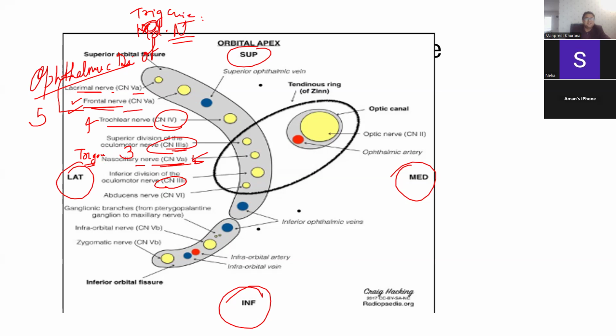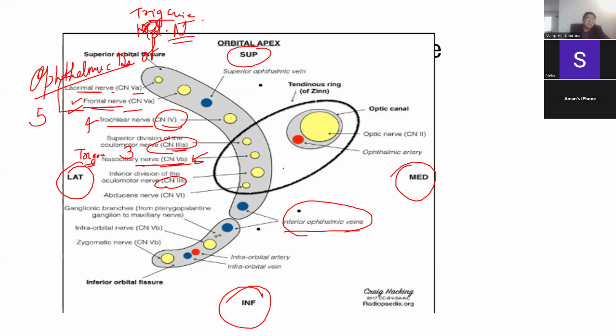Ophthalmic division of the trigeminal nerve. Yeah, I'm sorry, my bad. Okay, so this is the nasociliary branch of the ophthalmic division of the trigeminal nerve. Okay, now so we have 3, 4, and 5, right? Cranial nerves. Then here we have the inferior ophthalmic veins.